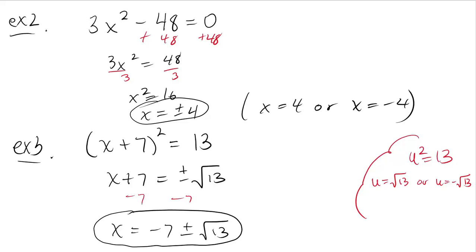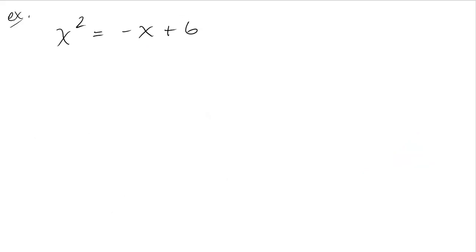Before we move on to the last technique for solving quadratic equations, let me show you an example that looks like it's set up for extraction of roots, but really isn't. This example says x squared equals the negation of x plus 6. And we have the quadratic term isolated on one side, so can't we just start with extraction of roots? We can't because there's a variable on this side. So how would you solve this equation?